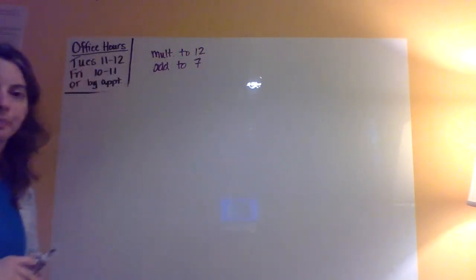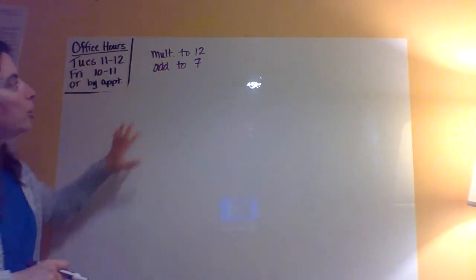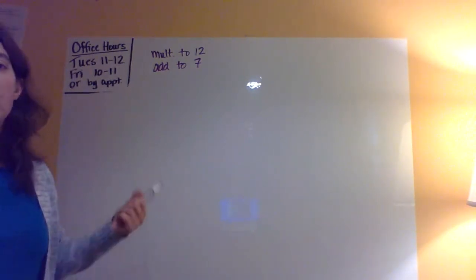So the first one, there's an example there, but then the first one says, find a pair of numbers that multiplies to 12 and adds to 7. So let me just write this up here so we remember. It's going to multiply to 12 and it's going to add to 7.